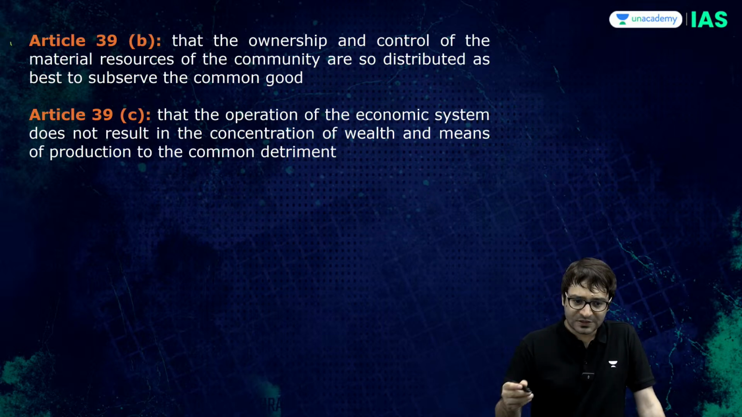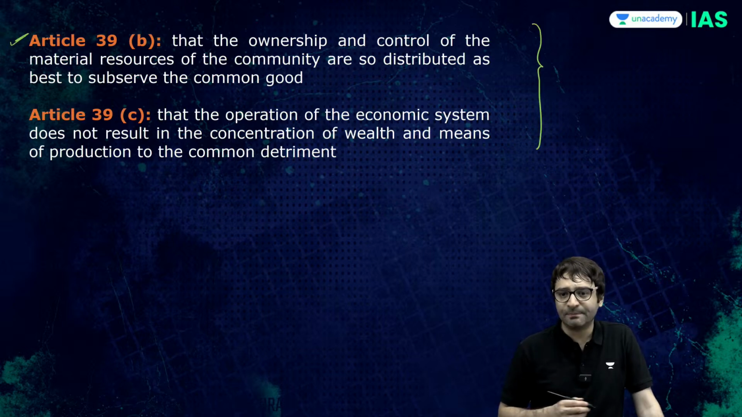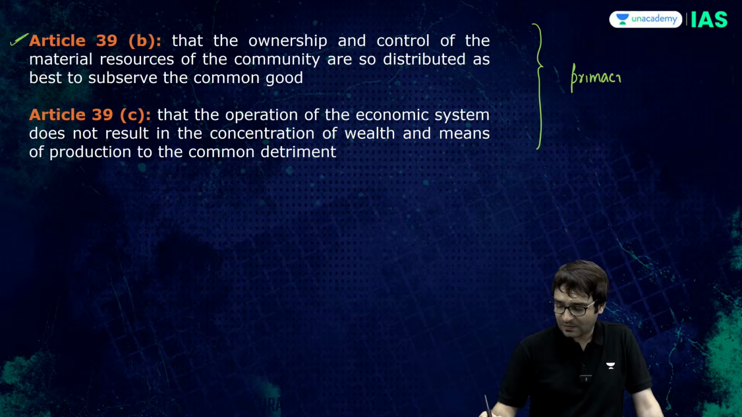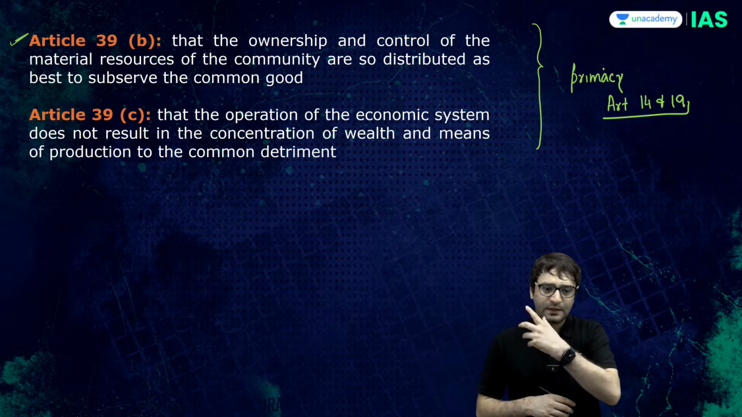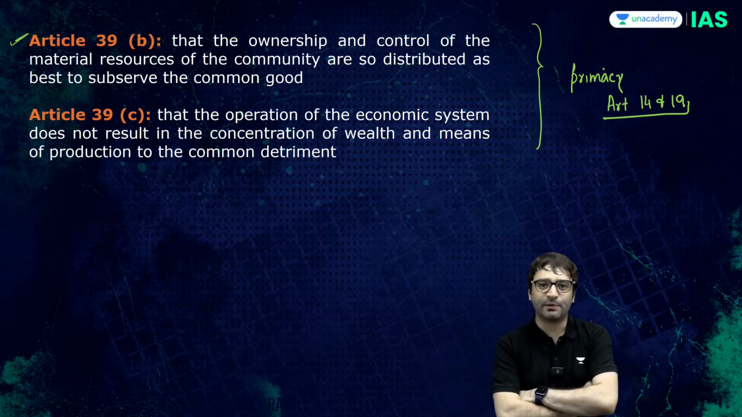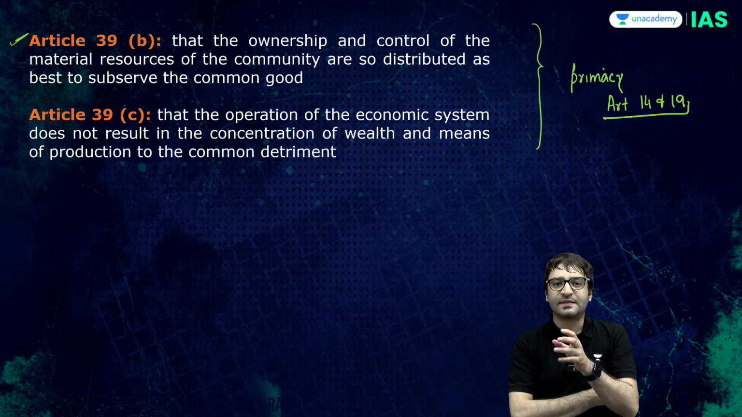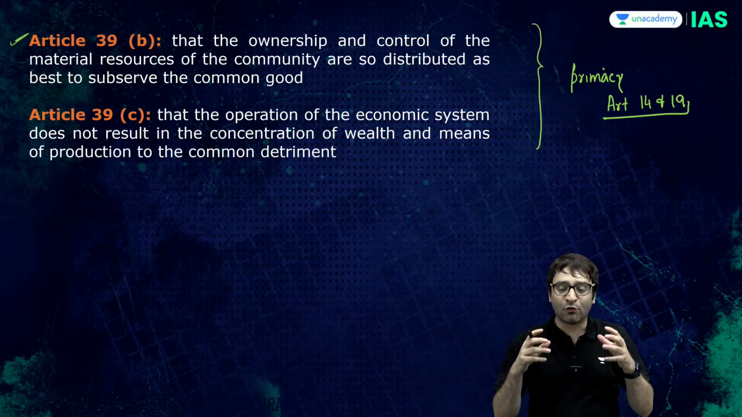But I think if I was somebody who would make this question paper, I would ask about Article 39 Clause B. Because it's these two articles, 39B and 39 Clause C, which have primacy over Article 14 and 19. And also because Article 39 Clause B, this petition is pending before the court. Article 39 Clause B talks about the ownership.